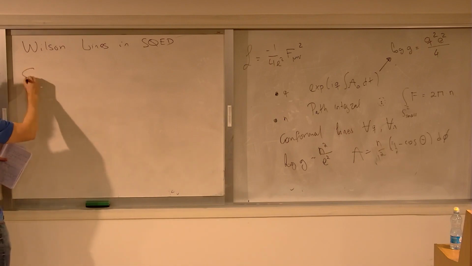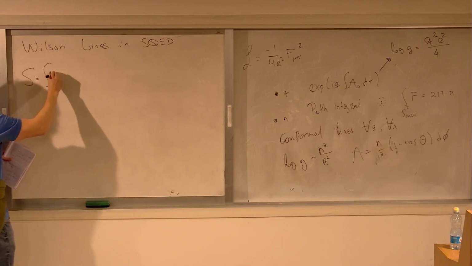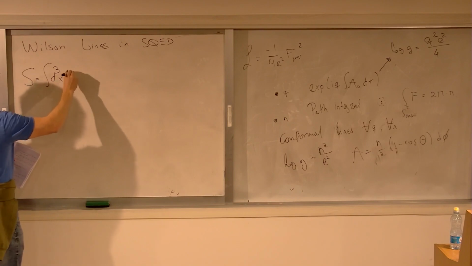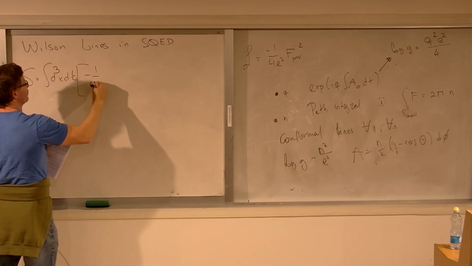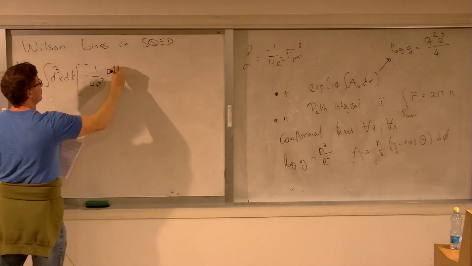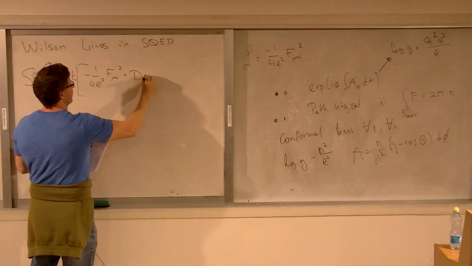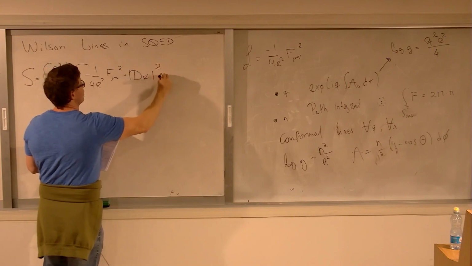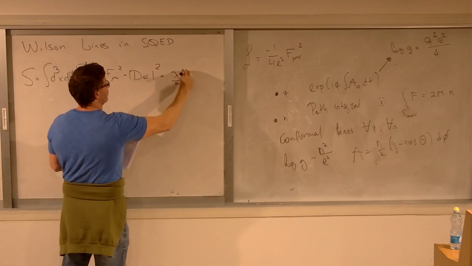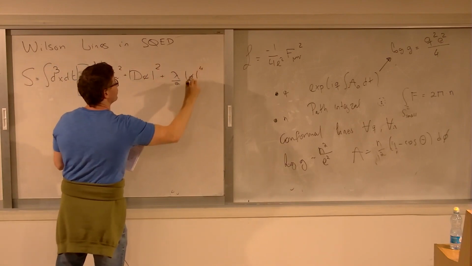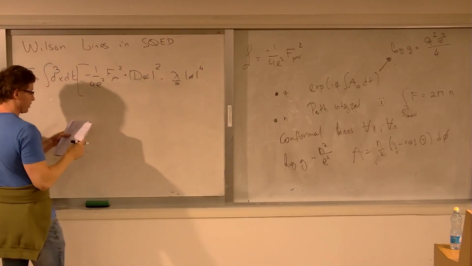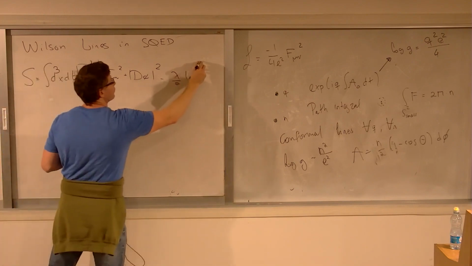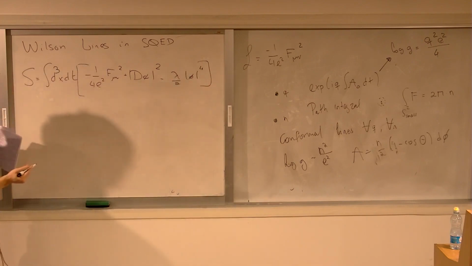So we have to write an action. I'm writing an action for scalar QED, which includes a kinetic term for the gauge field, a kinetic term for the scalar field, and a quartic coupling that I'll normalize in some way that would be convenient. It's going to be written in Minkowski signature, so there will be a minus sign. And okay, this is just scalar QED.